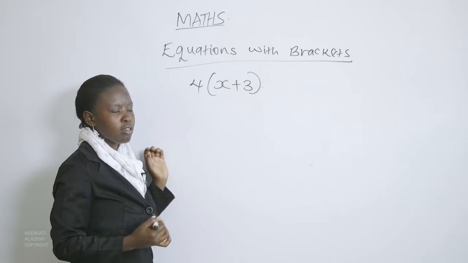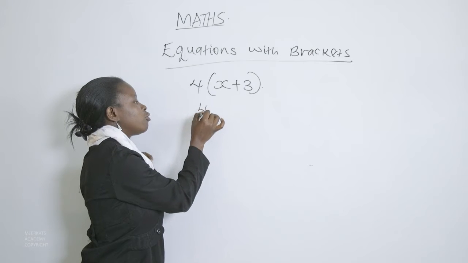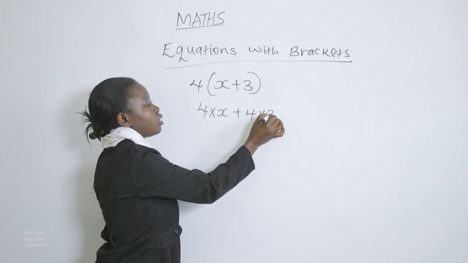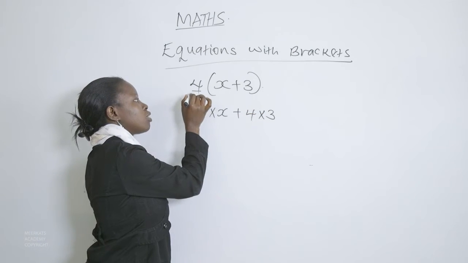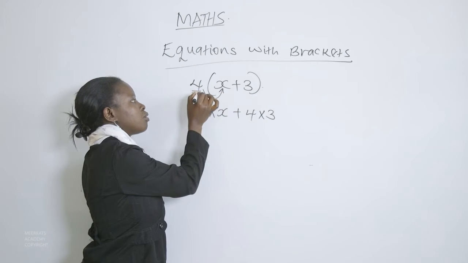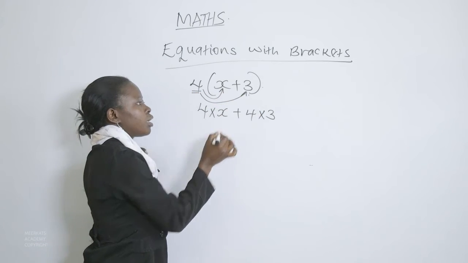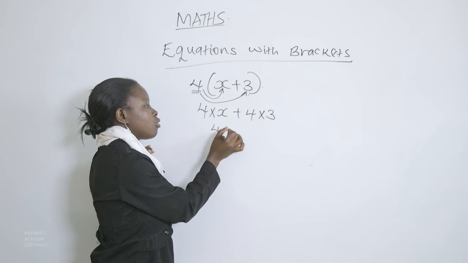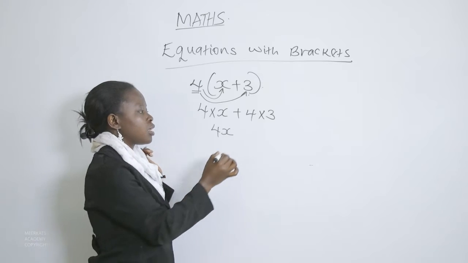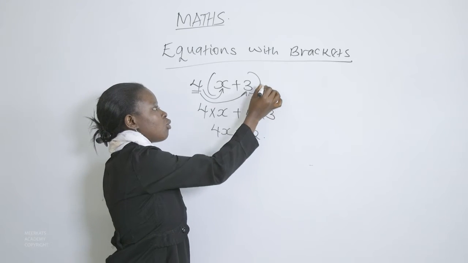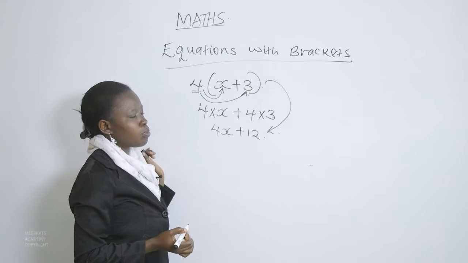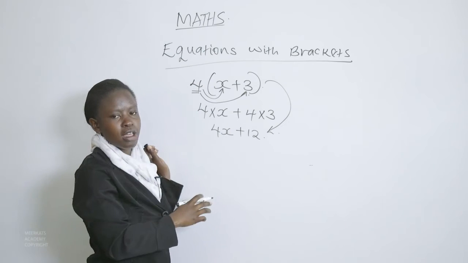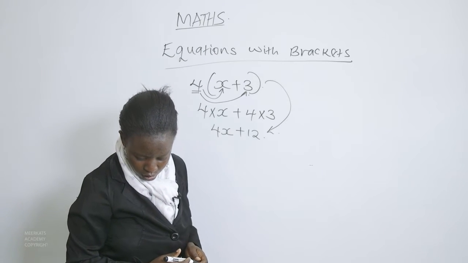So in expanding this expression, we have 4 multiplied by x, plus the same 4 multiplied by 3. Whatever is outside the bracket multiplies everything inside. 4 multiplied by x gives us 4x, and 4 multiplied by 3 gives us 12. So 4 into x plus 3 gives us 4x plus 12.